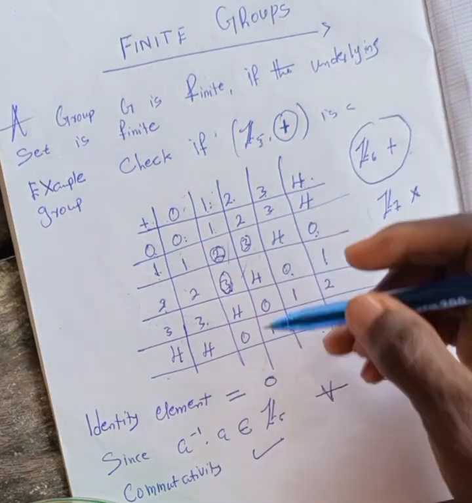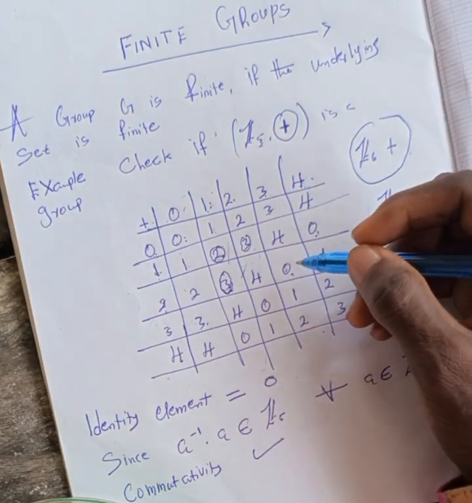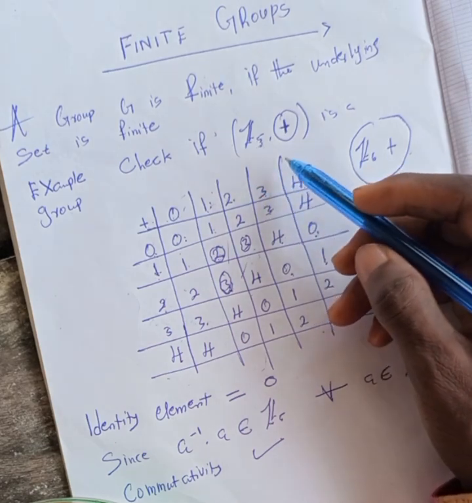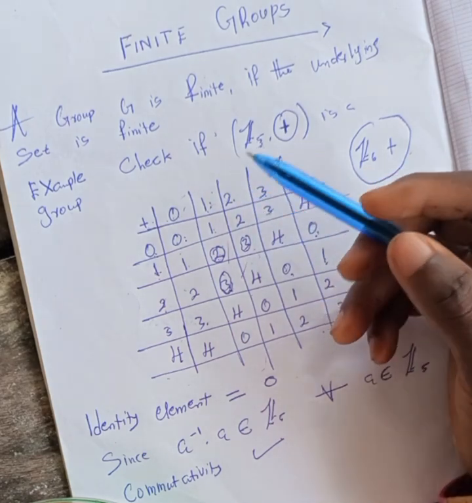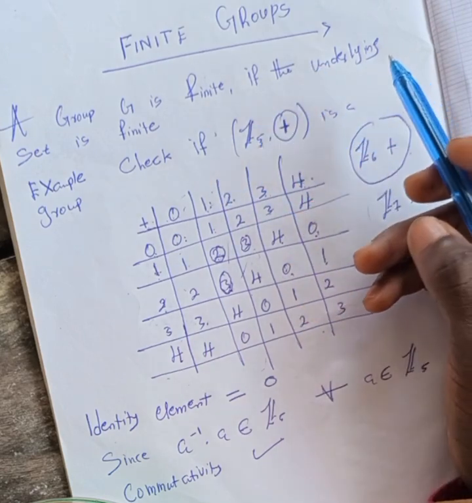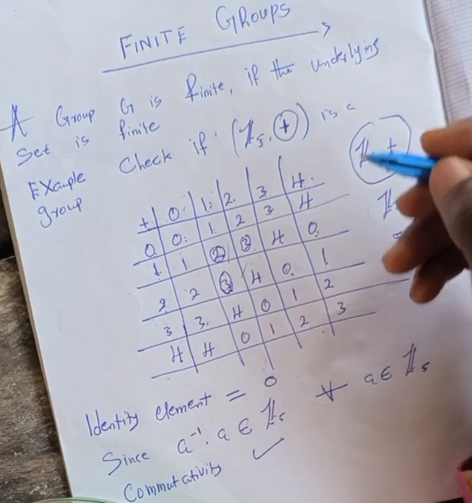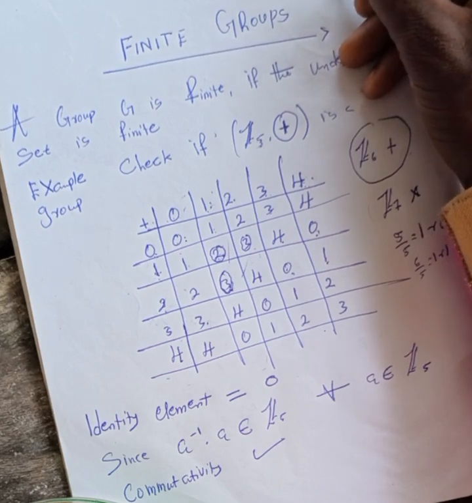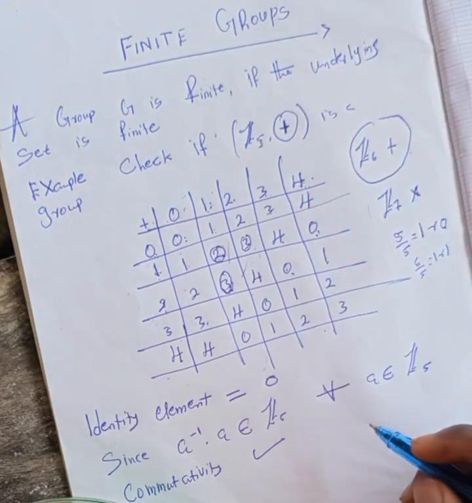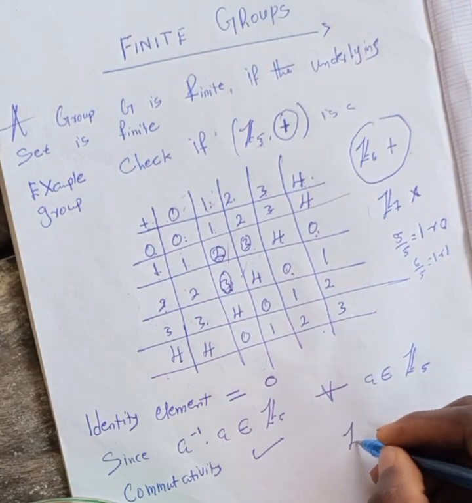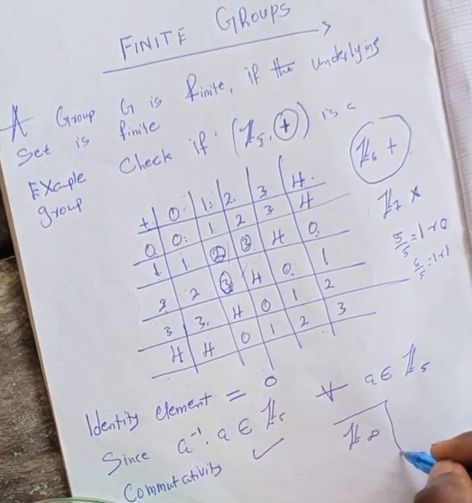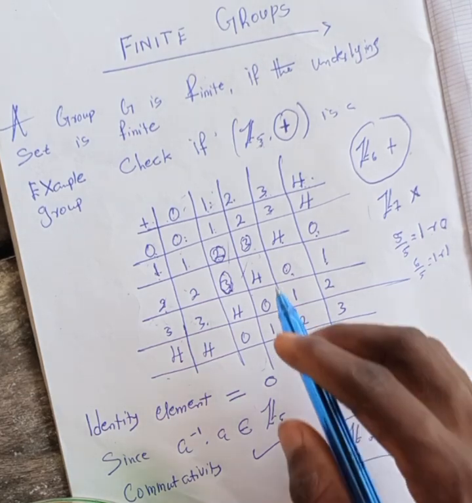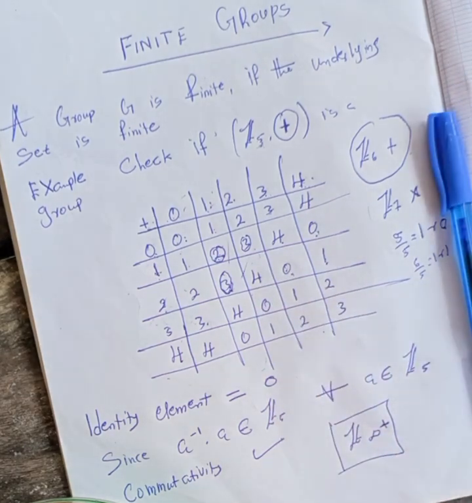So you just need to prove all of the axioms in a group to show that something is a group. Most importantly, this is a finite group because the underlying set is finite. Assuming you have Z infinity, this is not a finite group. Z infinity under plus is not a finite group. So that is that for this video.